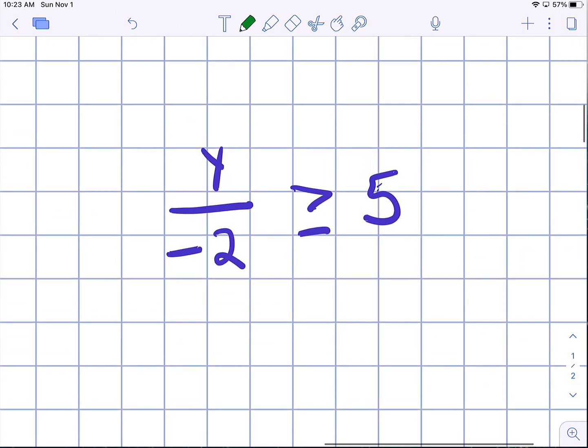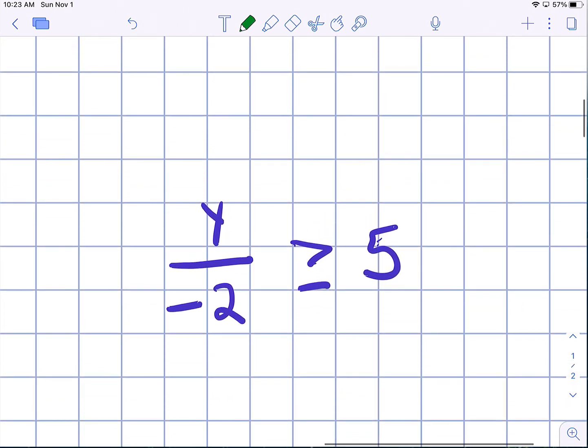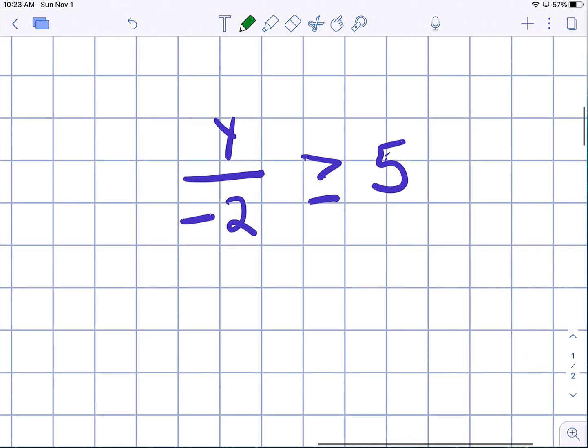Y over negative 2 is greater than or equal to 5. All right, here we go. This is where we have our new thing. Now, I'm not going to solve it any differently. I have y divided by negative 2. So what am I going to do to get rid of it? I'm going to multiply both sides by a negative 2. I'm just going to put the negative 2 over there in parentheses so I don't get it messed up with a minus sign or something like that.